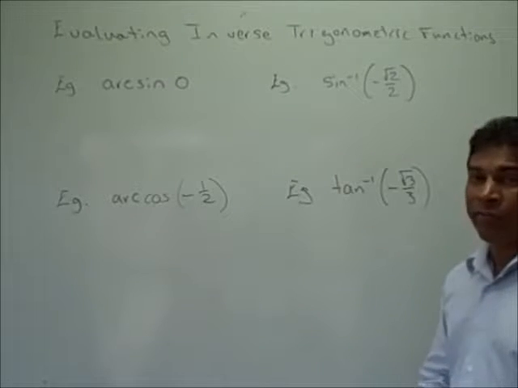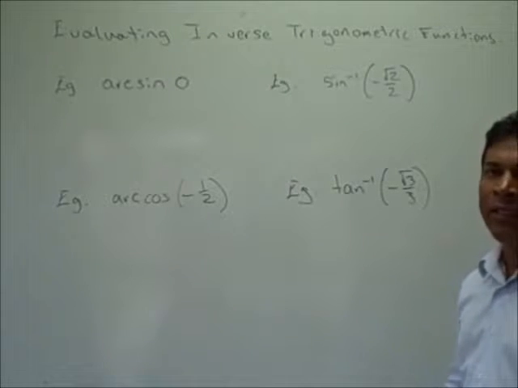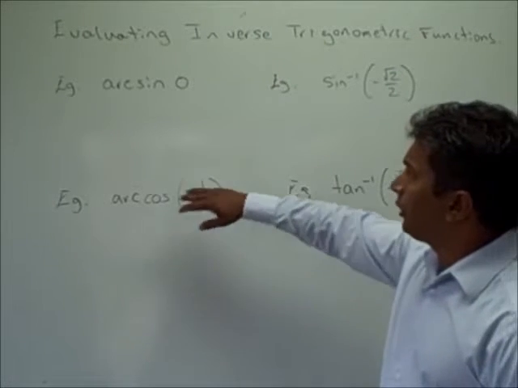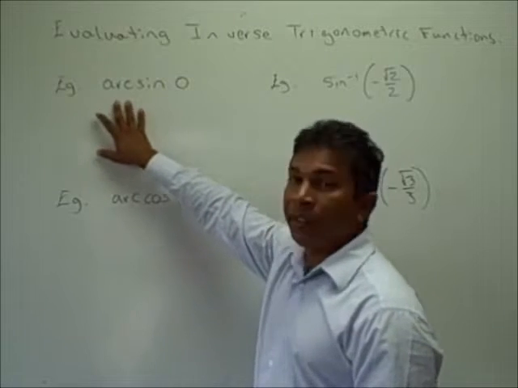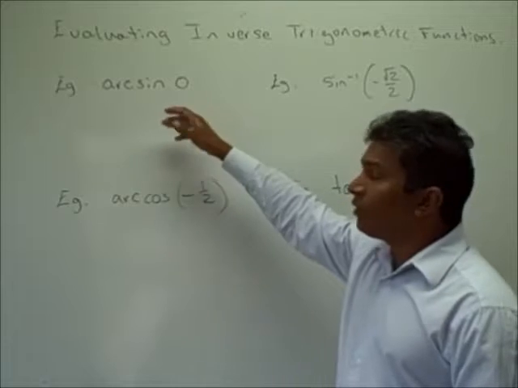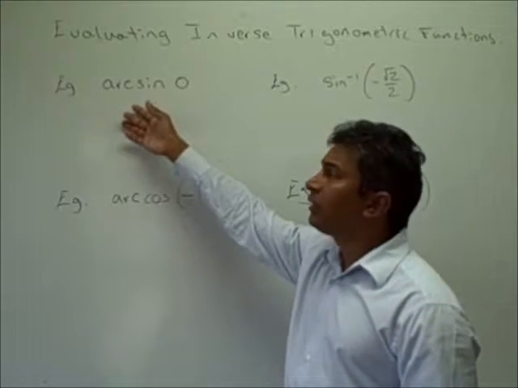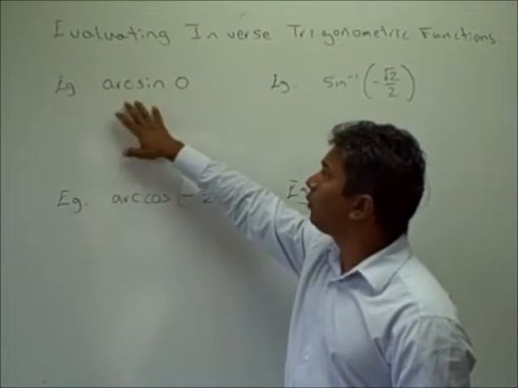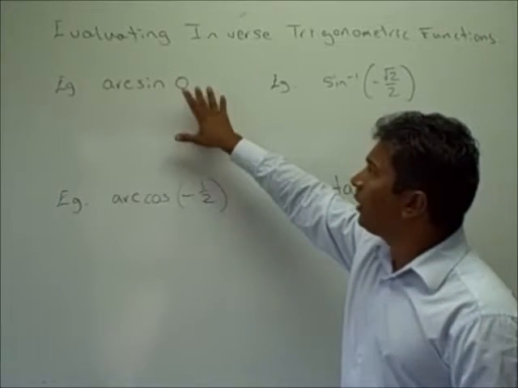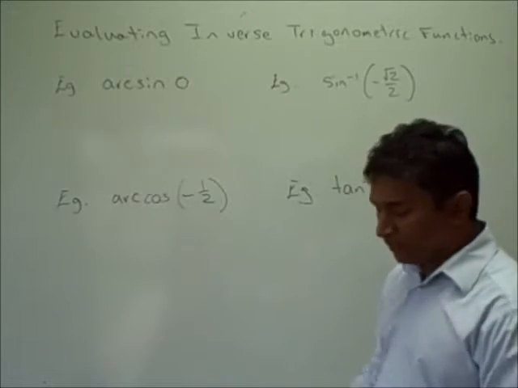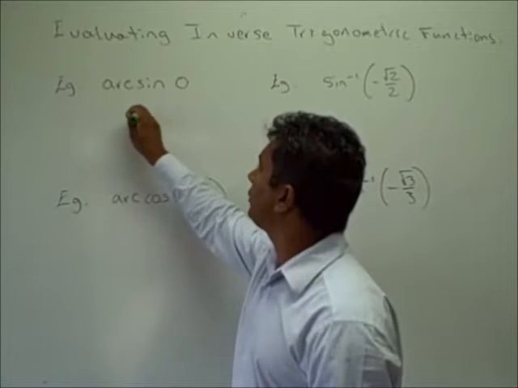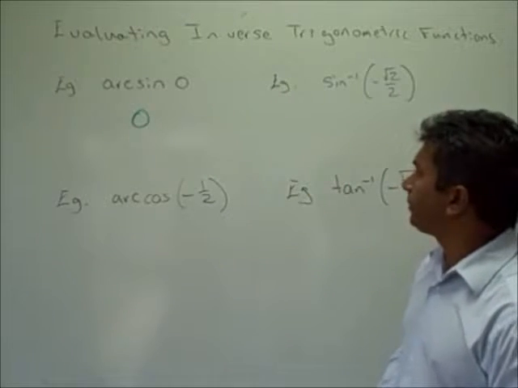Here we'll be looking at a few examples of evaluating inverse trigonometric functions. First example we're looking at is evaluating the arc sine of 0. Now, recall what we said earlier on, that the arc sine is the angle whose sine is equal to 0. So the angle whose sine is equal to 0 would be equal to 0 radians or 0 degrees. So our answer here is just 0.